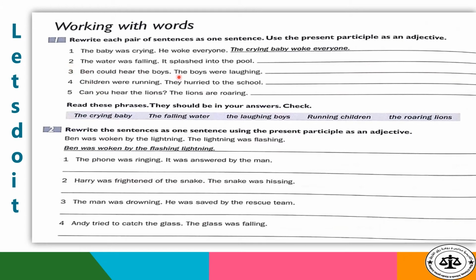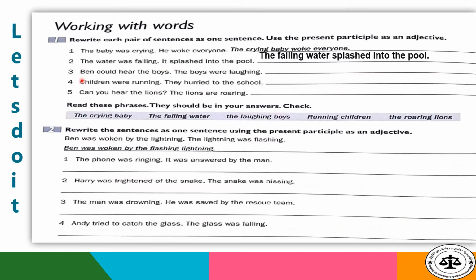Okay, your answer should be: the falling water splashed into the pool. We deleted the helping verb was and we put the present participle before the noun. Then we deleted the second subject in the second sentence, it.